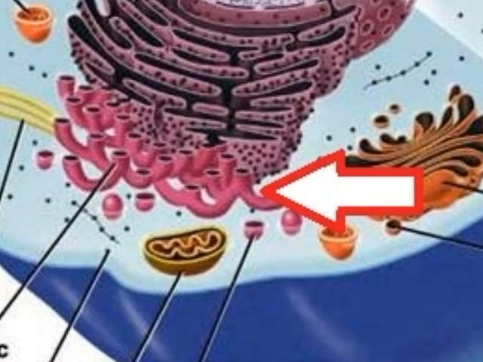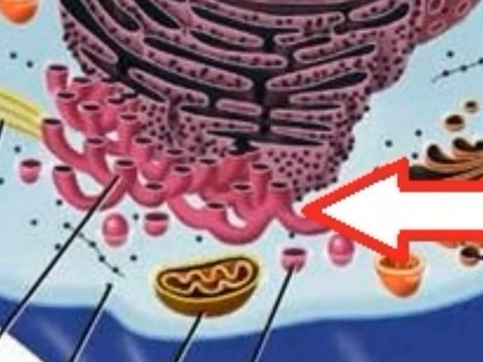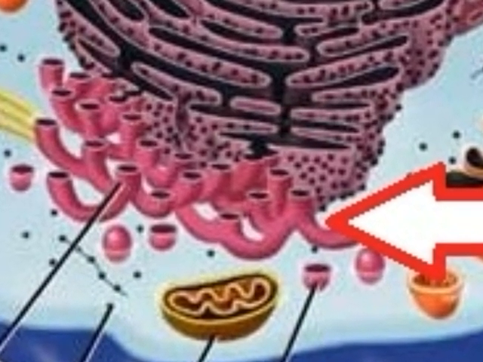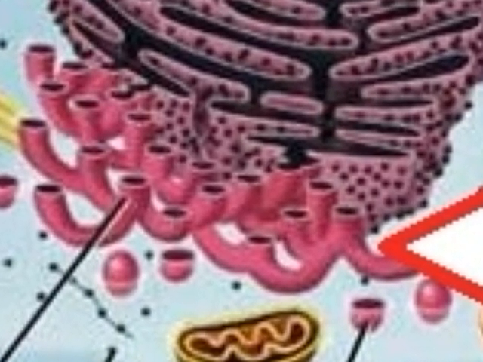Carbohydrates. The smooth ER does not have ribosomes attached to it. The job of the smooth ER is to synthesize lipids, metabolize carbohydrates, detoxify poison, and store calcium.